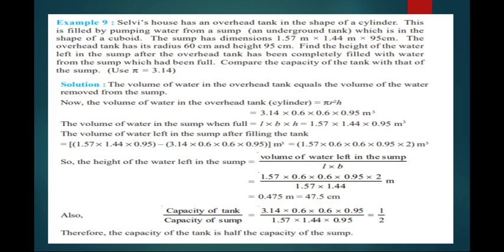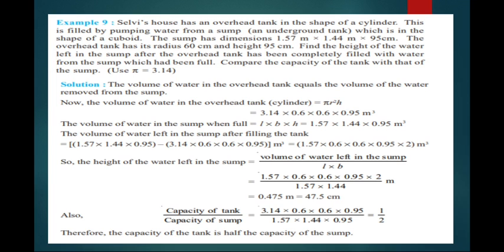Next question, Surbhi's house has an overhead tank in the shape of a cylinder. This is filled by pumping water from a sump, which is in the shape of a cuboid. The sump has dimensions of 1.57 meter into 1.44 meter into 95 centimeter. The overhead tank has its radius 60 centimeter and height 95 centimeter.